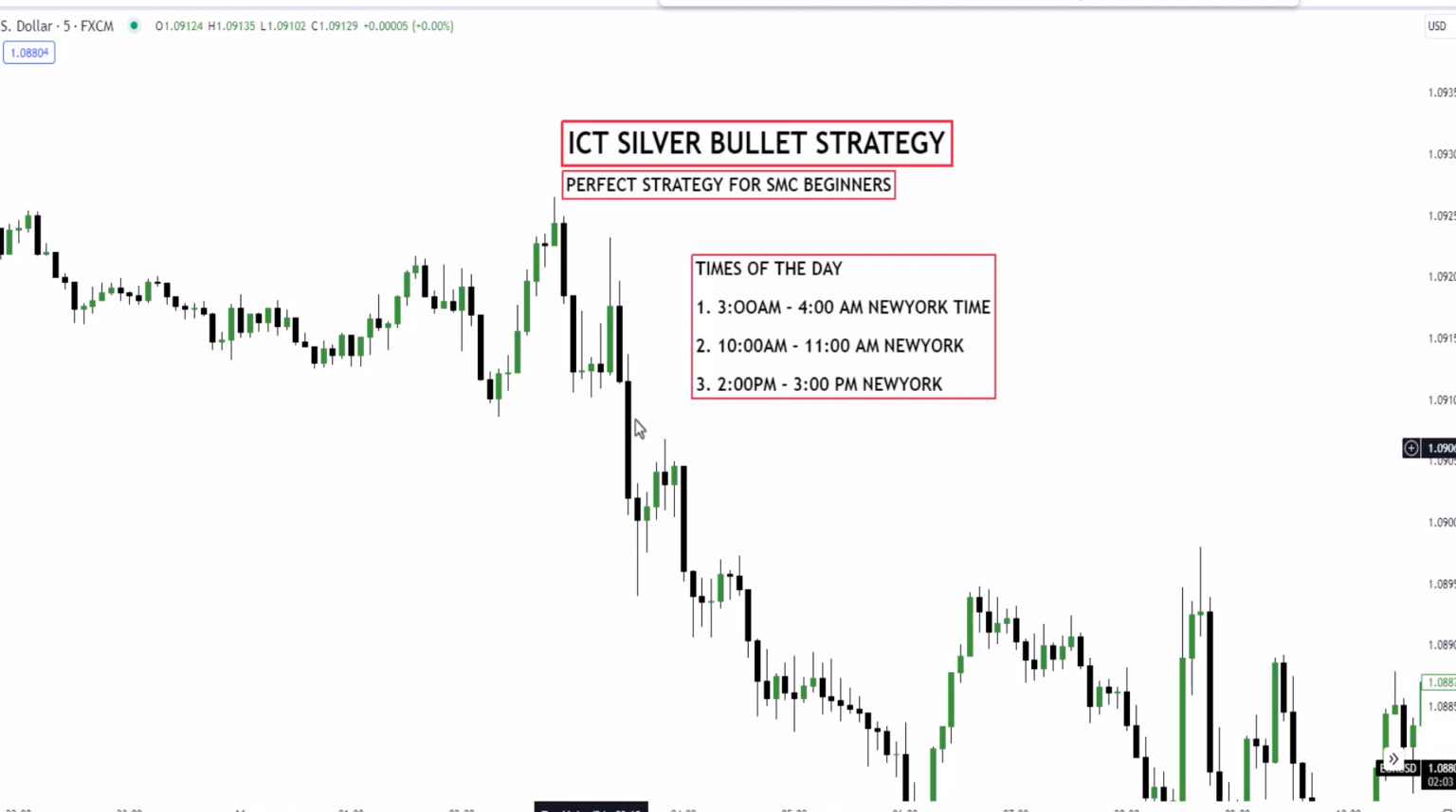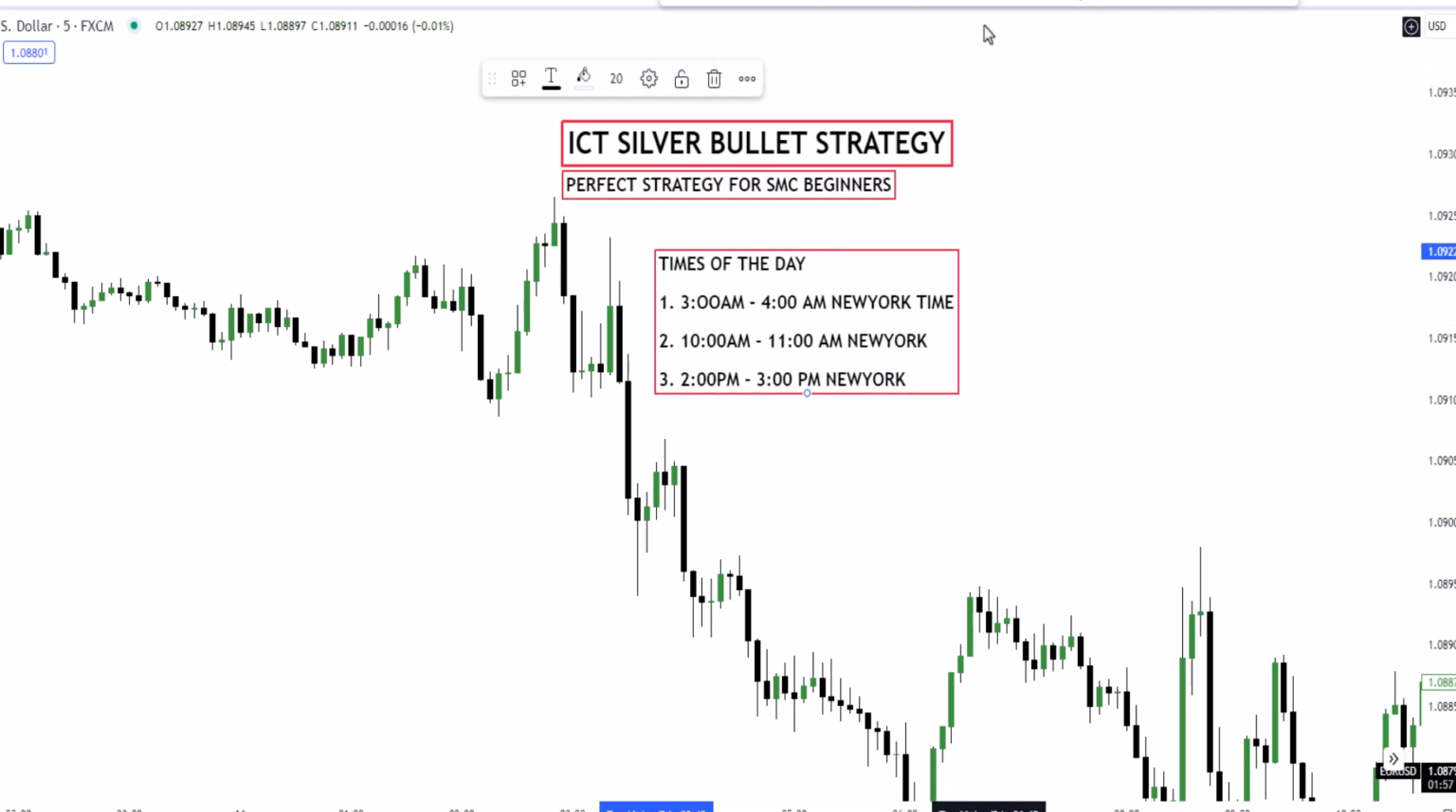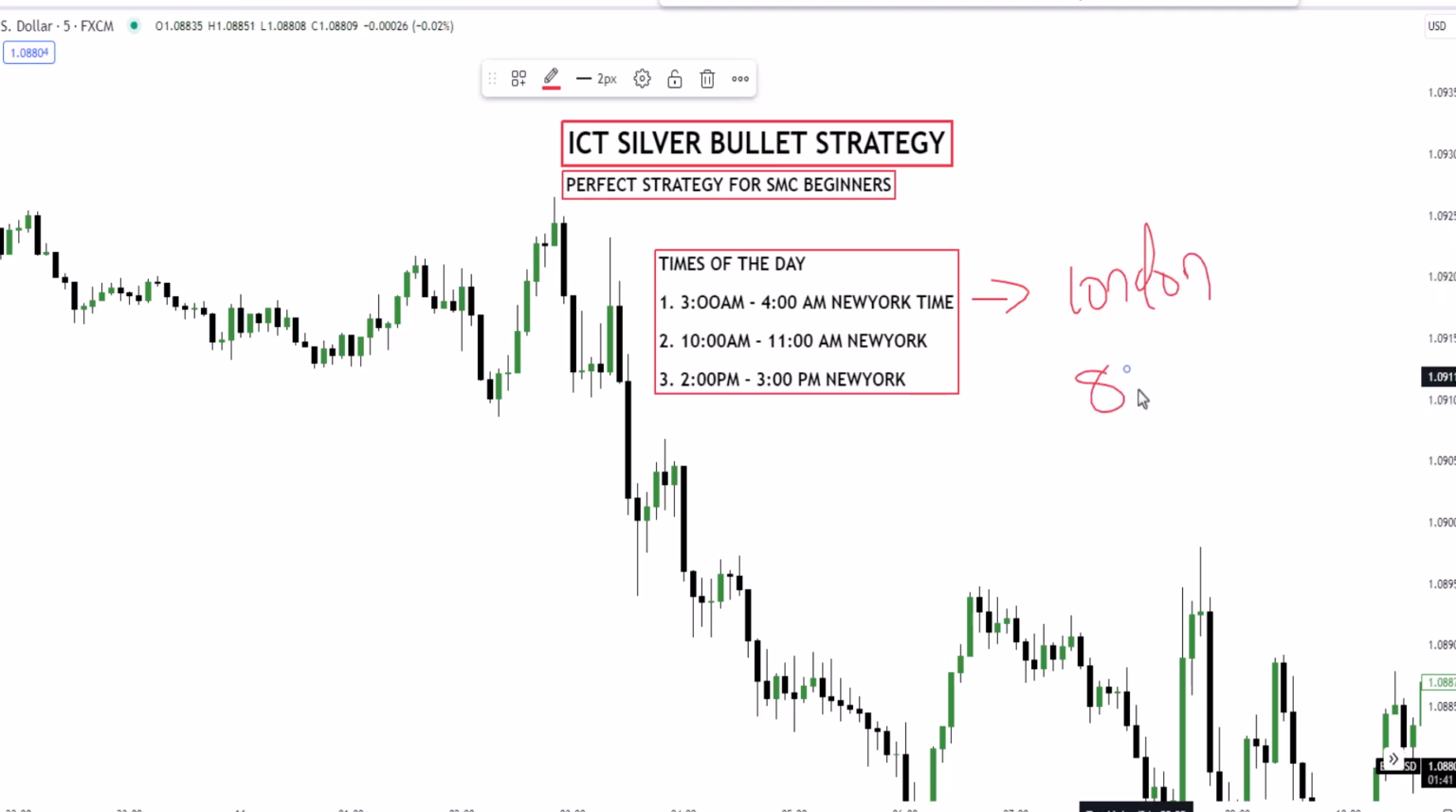All right. And then secondly, since we are dealing mostly with different times of the day, look at this. The 3 a.m. to 4 a.m. New York time correlates with what we call the London Open. All right, the London Open. The London Open is normally around 8 a.m. UTC, Universal Standard Time, 8 a.m. UTC. So this one correlates with the London Open.